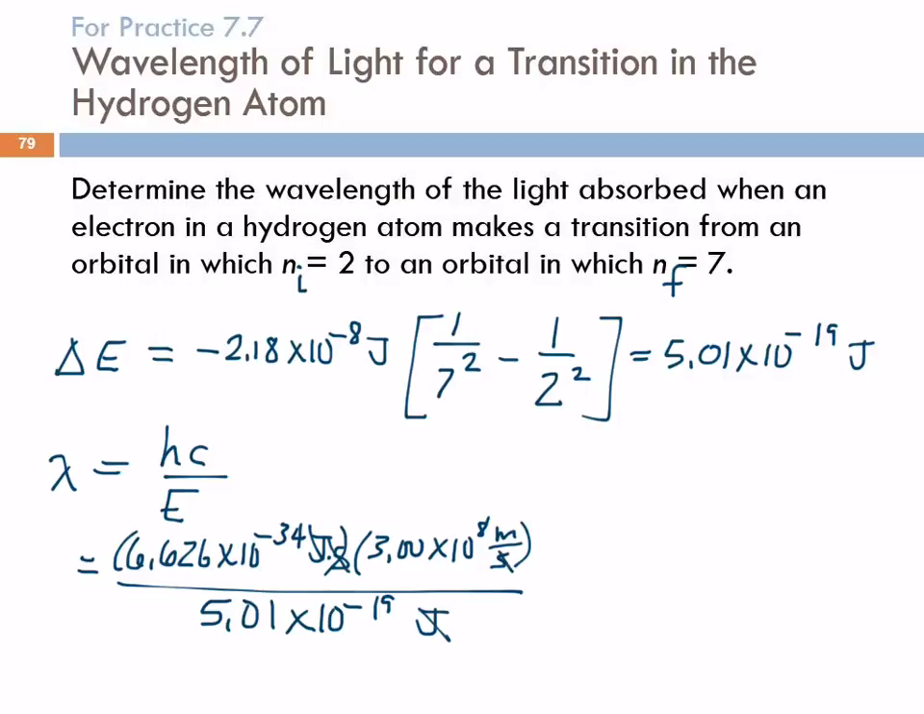So joules cancel, seconds cancel. This is going to give us meters. 6.626 times 10 to the minus 34 times 3 times 10 to the 8th divided by 5.01 times 10 to the minus 19 equals, sorry, I'm having an argument with my calculator. 3.97 times 10 to the minus 7 meters.